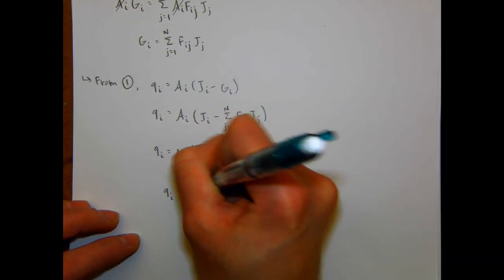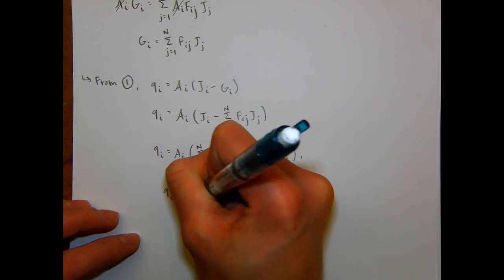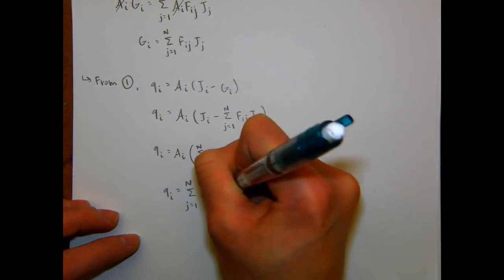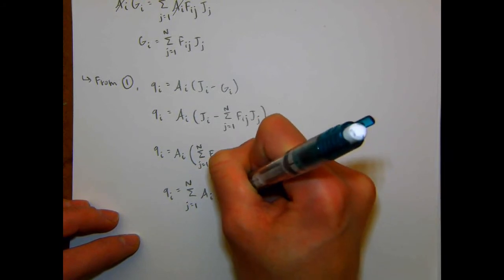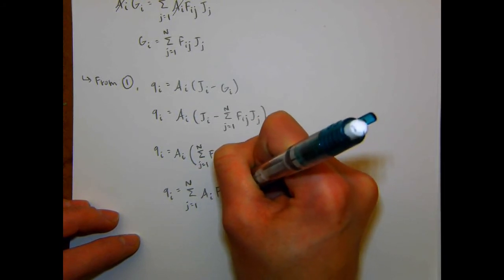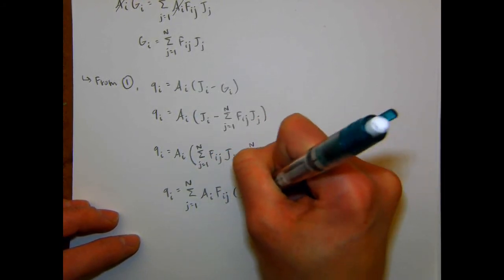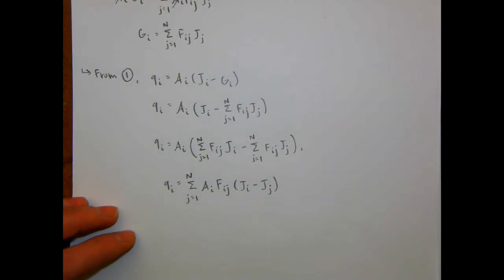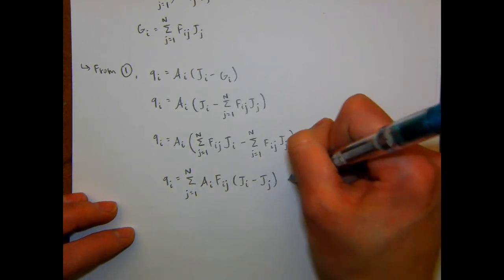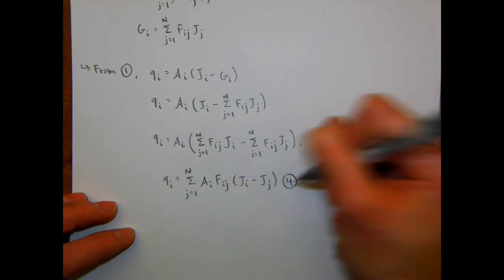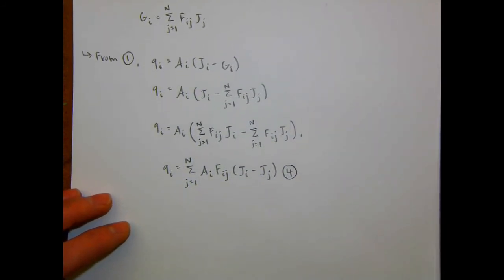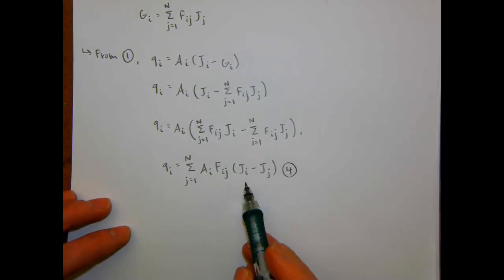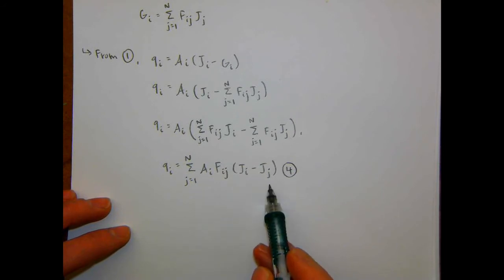So now we can rewrite all of this and get a fourth expression for Q sub I. Okay, so now we've rewritten this in terms of the radiosity of the surface I and then the radiosity of the other surfaces in the enclosure.